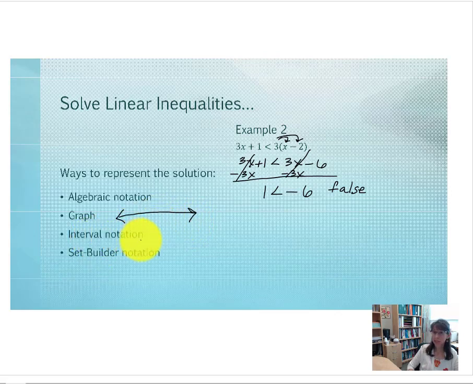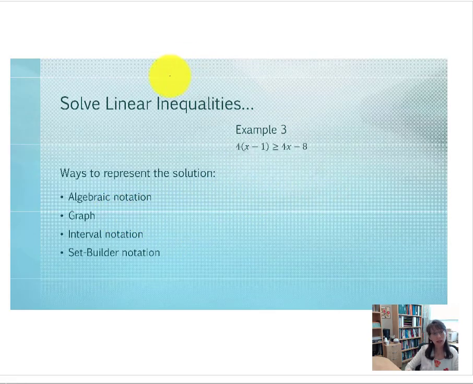The interval doesn't exist because there are no solutions, and the set builder doesn't exist. So really the only thing we can determine here is that there are no solutions, therefore the graph remains empty. For example 3, again we have parentheses, so let's distribute the 4 to each term in the quantity.